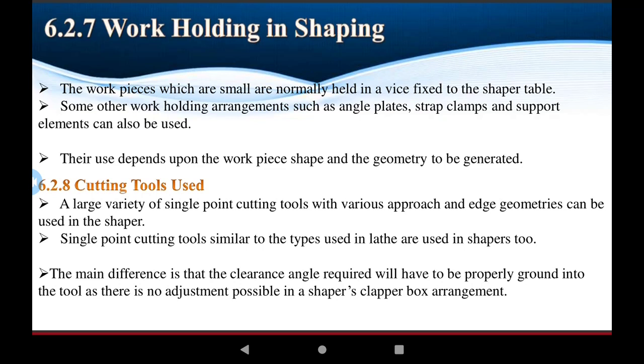The main difference between the lathe machine and the shaper machine is the clearance angle. The shaper machine is performed with a larger or smaller clearance angle, but the lathe machine also uses a clearance angle of medium size, properly ground into the tool, as there is no adjustment possible in the shaper. The clamp box arrangement of these machines is used in the motors and other holding devices in the machines.